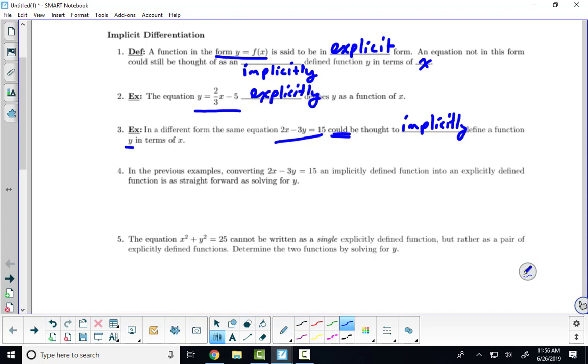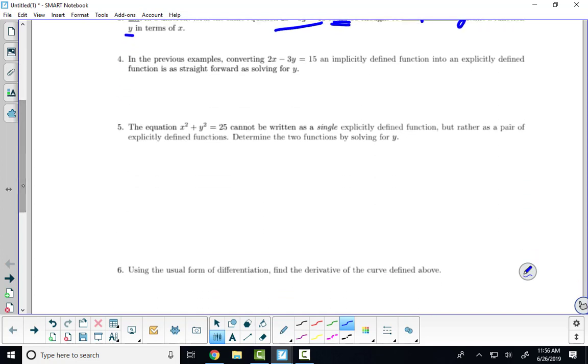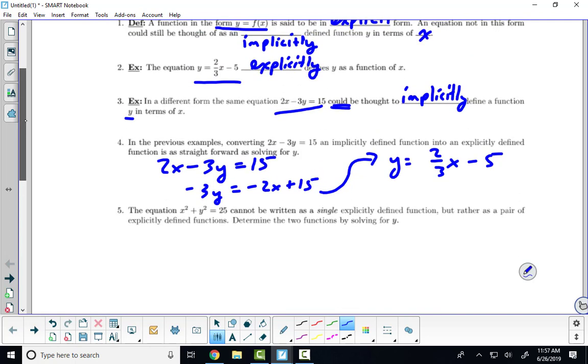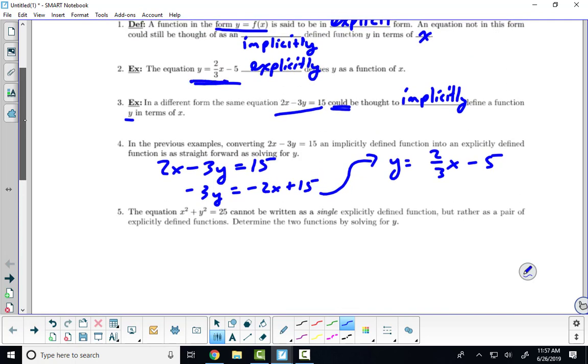So in the previous example, I'm saying that 2x minus 3y implicitly defines y as a function of x. How could we put this into explicit form? We could do so simply by solving this equation for y. So we get, minus 3y equals negative 2x plus 15, or that y is equal to 2/3 x minus 5. And now you see that we have the same explicitly defined function that we had before.